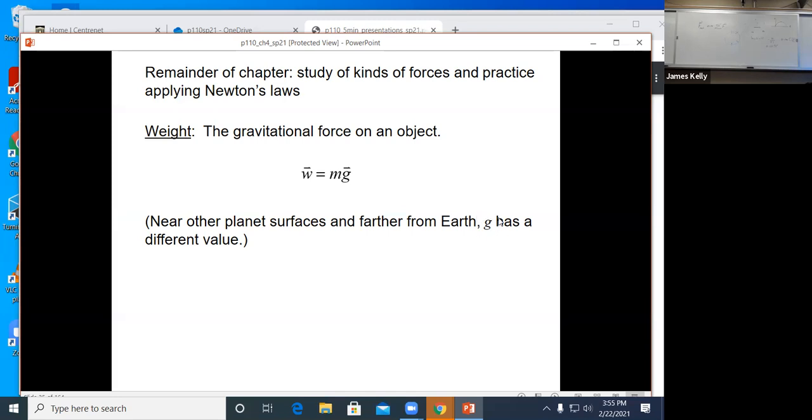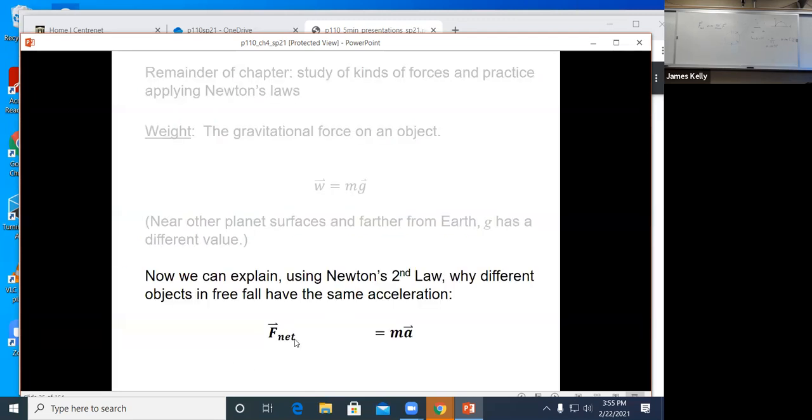That little g, we talked about it being 9.8. Now that 9.8 is only right near the surface of Earth here. Near other planets or in other places, it has different values. In deep space, it might be very close to 0. On the moon, it's about 1/6 of the value it has on Earth. So things aren't as heavy. Even though they have the same mass, their weight is less. It's about 1/6 on the surface of the moon.